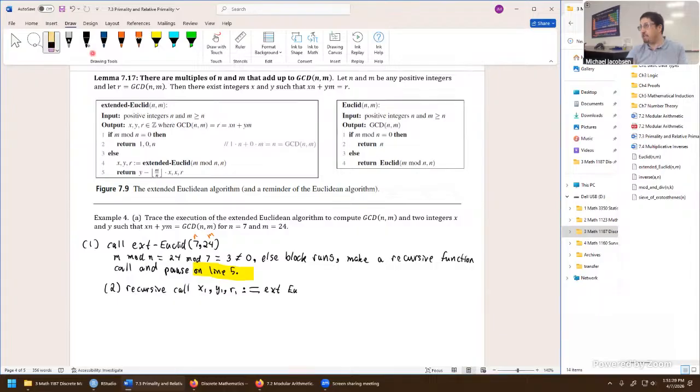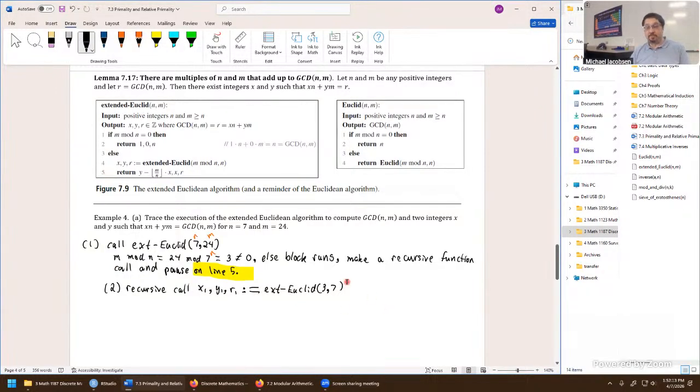Let me keep my notation the same. The author is using hyphens, so I'll keep hyphens as well here. Extended-Euclid. What's going in is m mod n. It's referring to the original m and n on the very first function call. So m mod n is 3. That goes inside. The value n right here is this n, same as we indicated at the very top, the 7. So we're making a recursive function call to Euclid 3, 7, get the values x1, y1, r1, and once we have that, we'll go back to the original function call, resume line 5.